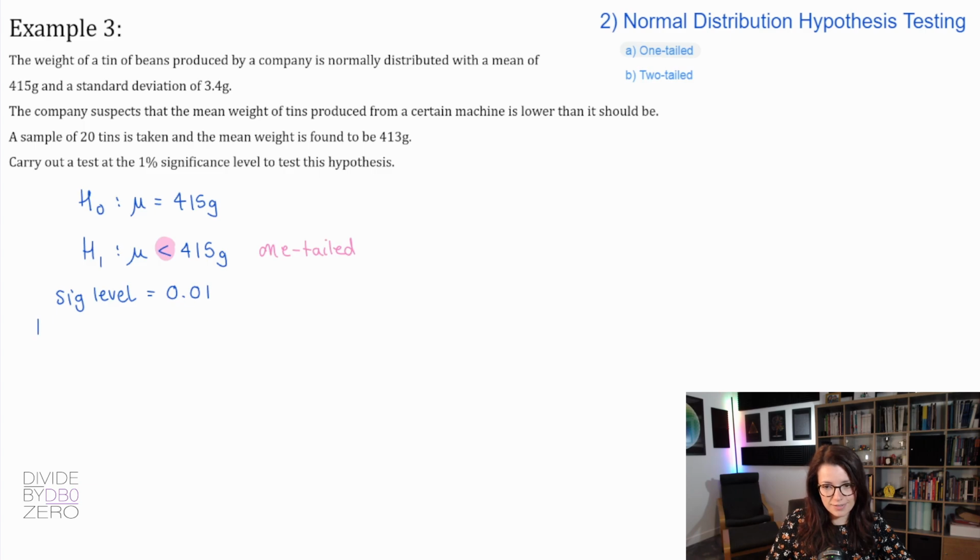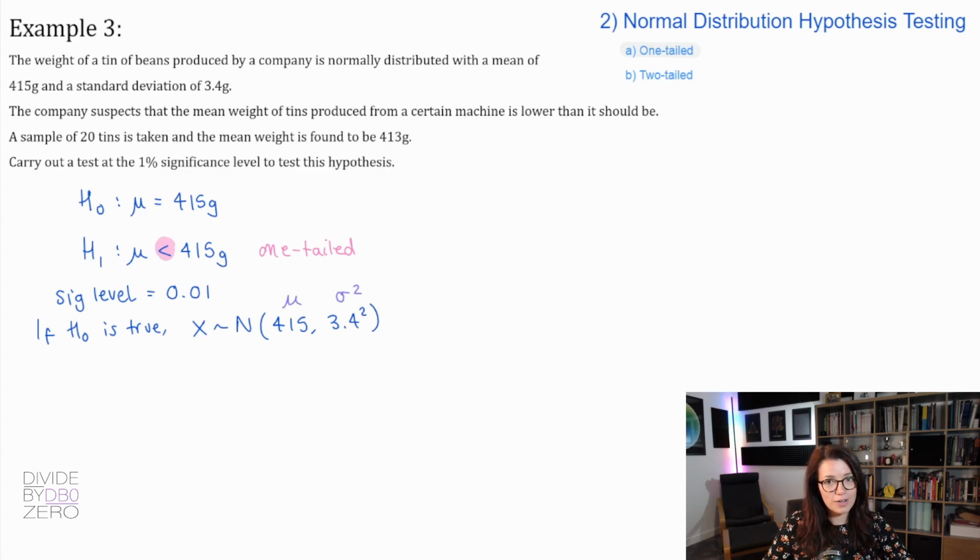I then like to write down if H0 is true, then X is normally distributed with a mean of 415 and a standard deviation of 3.4. Remember, with normal distribution, you put your mean mu there and then sigma squared, standard deviation squared there.